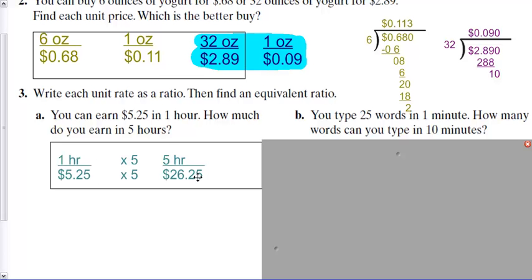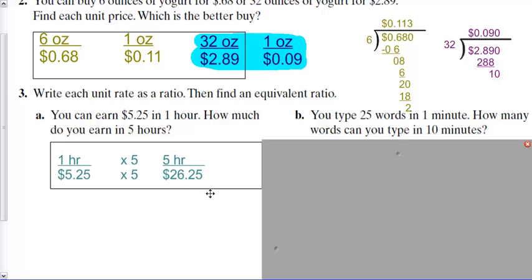If you had $26.25 in 5 hours, you would be correct. Now remember, write equivalent fractions. This is what I expect to see on your assignment. Equivalent fractions. Yes, I'm asking you to do it this way because if you don't, your chances for success aren't as likely. So write equivalent fractions. Okay?